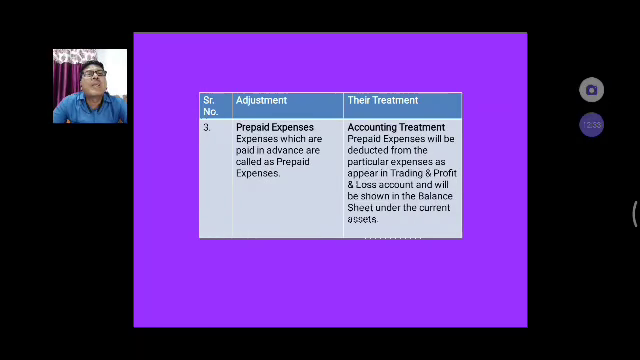Third one is prepaid expenses. Expenses which are paid in advance are called prepaid expenses. Treatment: prepaid expenses will be deducted from the particular expenses as they appear in the trading and profit and loss account and will be shown in the balance sheet under current assets.